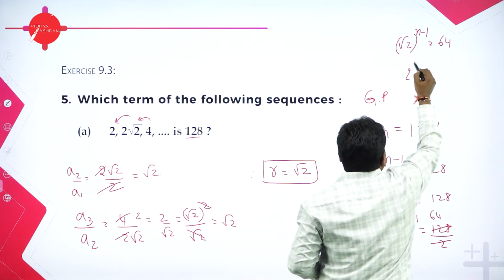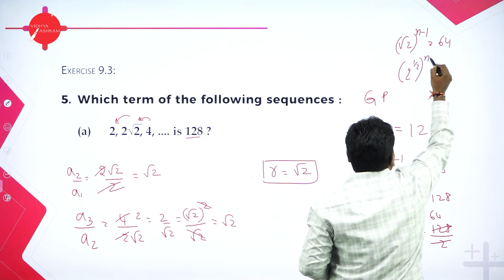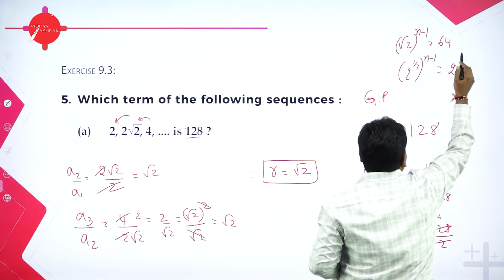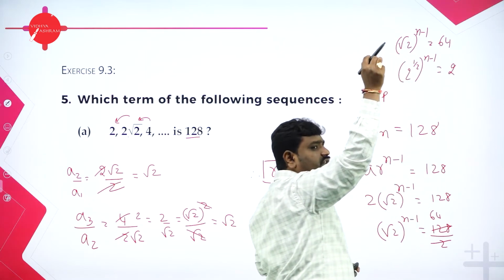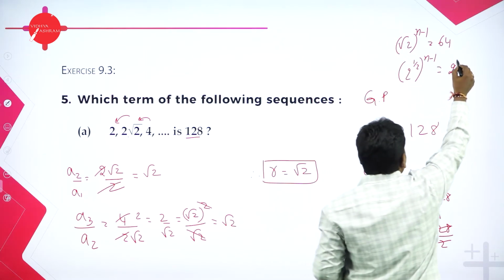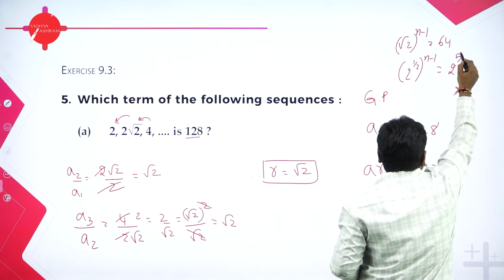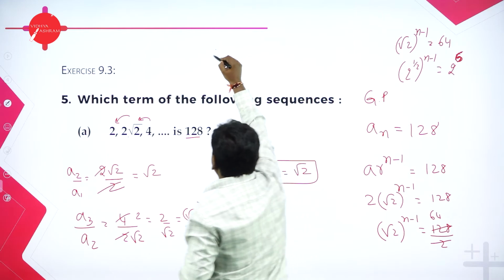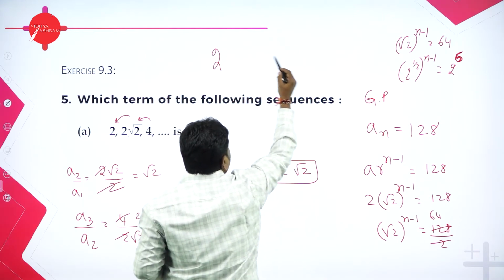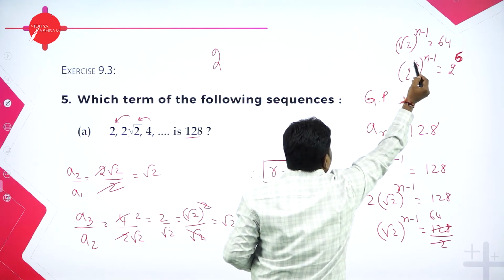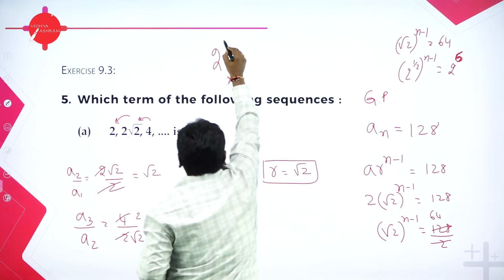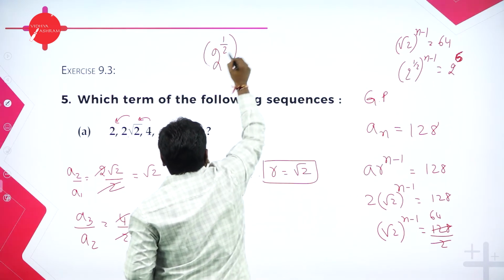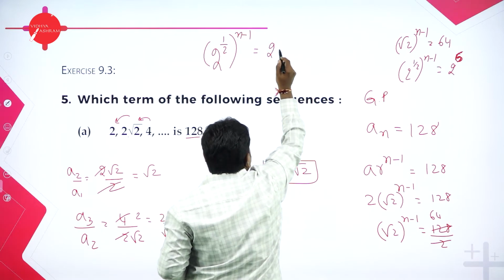Can I write it as 2 power half, whole power n minus 1 is equal to 64? 64 can be written as 2 twos are 4, 2 fours are 8, 2 eights are 16, 2 sixteens are 32, 2 thirty-twos are 64, 2 power 5. Sorry, 2 power 6. 2 power 5 is 32. So now we have 2 power 1 by 2, law of indices, 1 by 2 into root. I wrote it as 1 by 2.